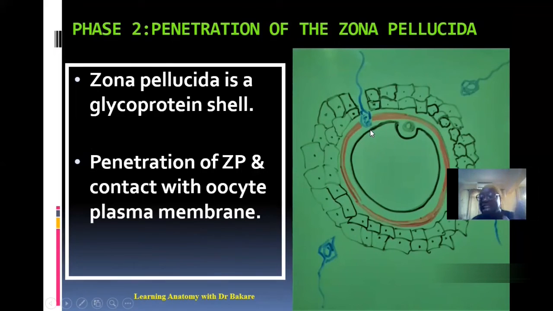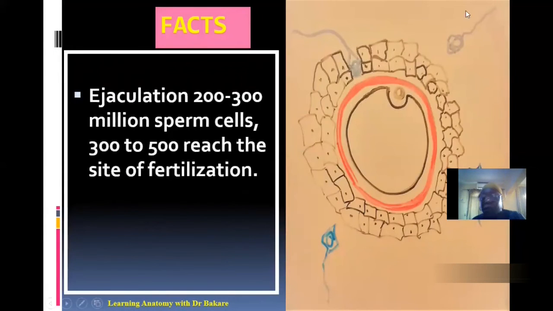So at this stage, we said that fertilization has occurred, but there are still more events that will occur structurally and functionally. Facts that we need to know: during ejaculation, about 200 to 300 million sperm cells are released, but only 300 to 500 of them will reach the point of fertilization. That is the ampullar region of the fallopian tube.